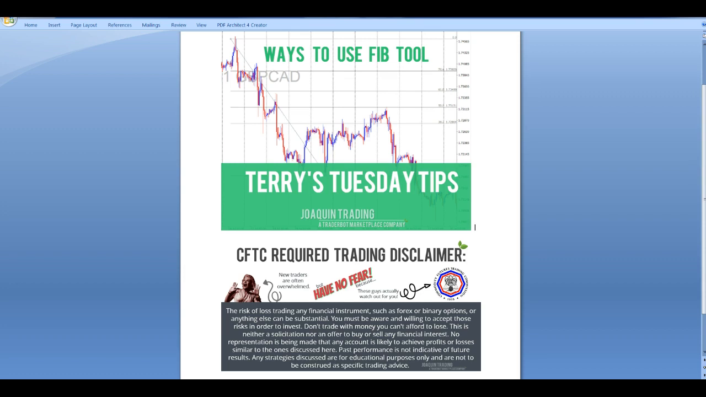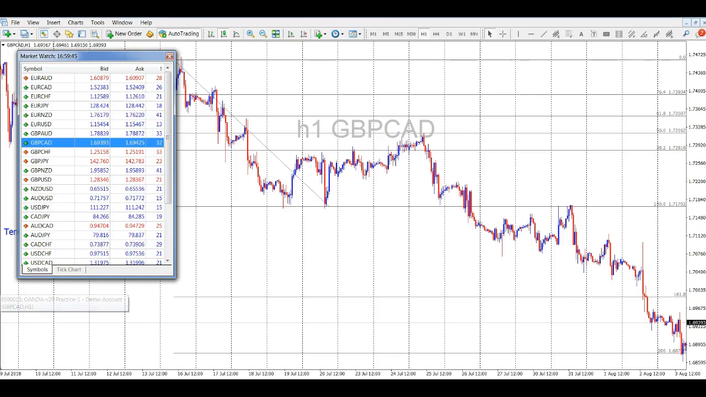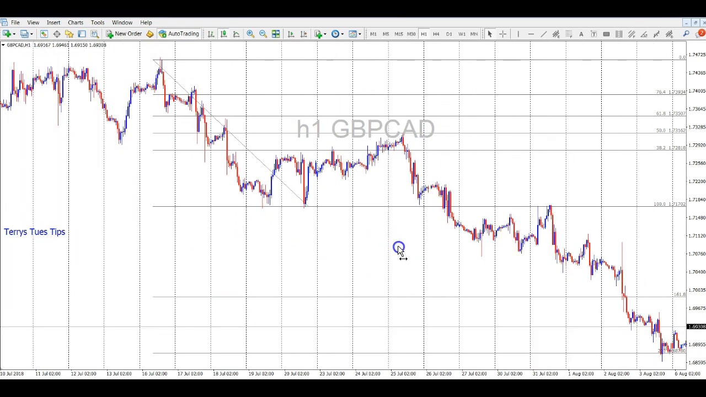Today we're going to go over ways that I use the fib tool. We've already gone over how to set up your fib tool and how to draw your fib lines, so we're going to put that to use today. Okay, first let's bring up a chart, and I already have a pound CAD set up here.